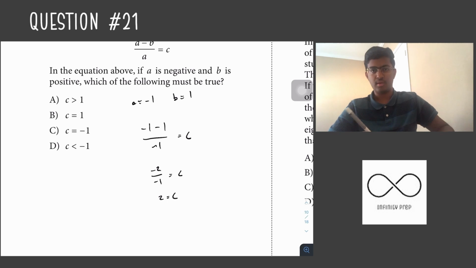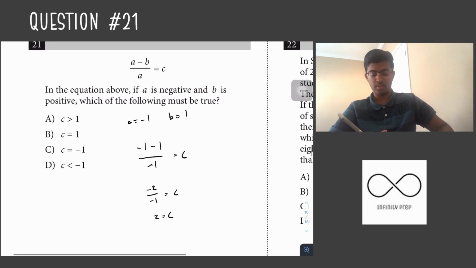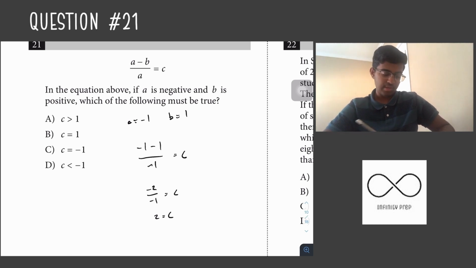We can see here that C is positive, and this would be true for all values of A and B which fit with A is negative and B is positive, because if A is negative and B is positive, a negative number minus a positive number would be a negative number over a negative number. So two negative numbers dividing each other would result in a positive number. So C would always have to be positive.